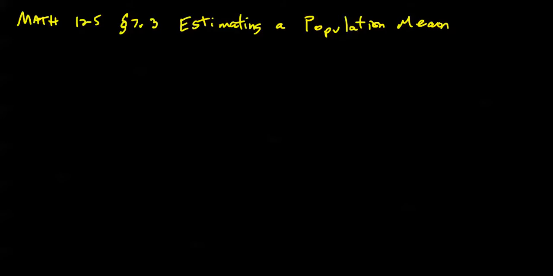Good morning. Today we're going to talk about section 7.3, estimating a population mean. Well, let's take a look back at 7.2 before we go on to 7.3. In 7.2, we learned using TI-83 calculator capabilities to estimate a population proportion P with some characteristic of interest.